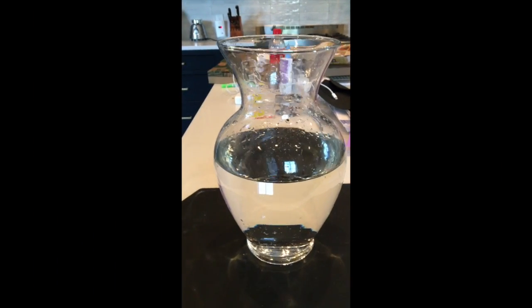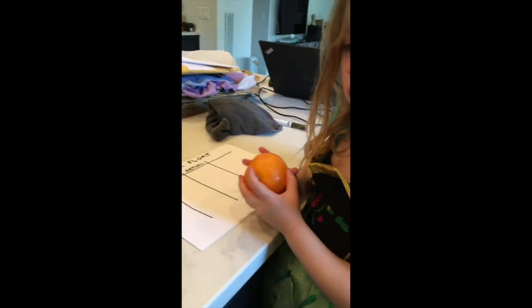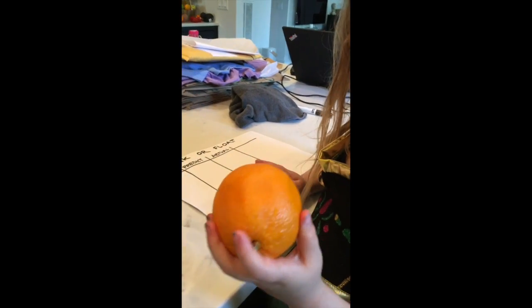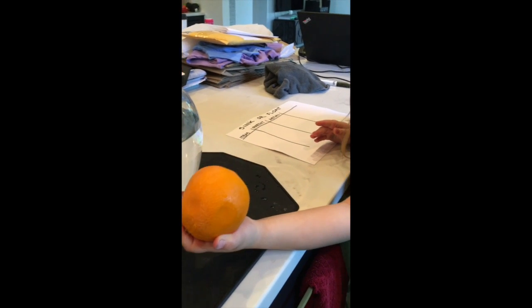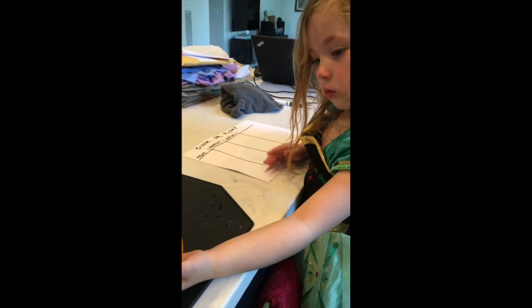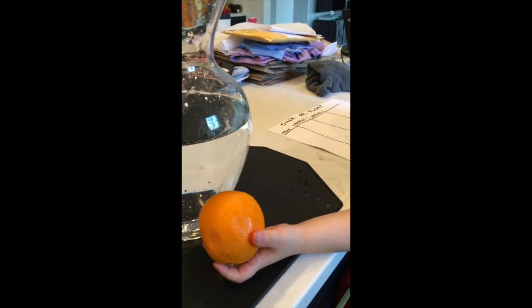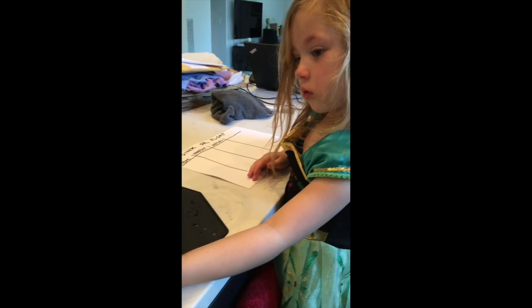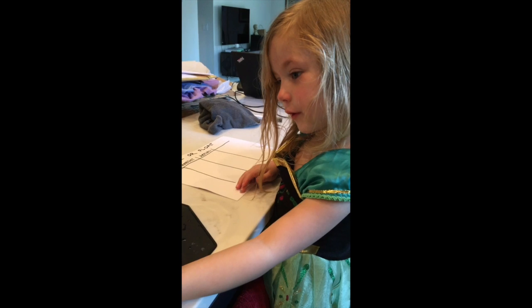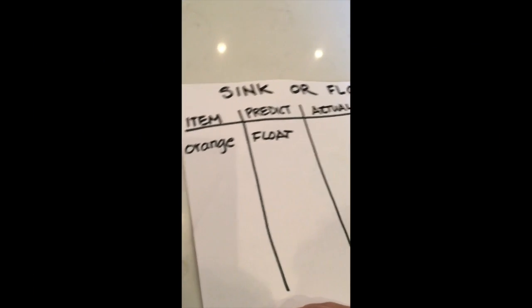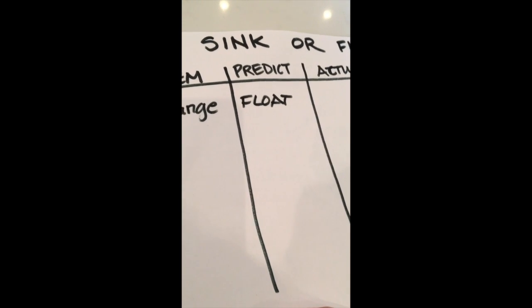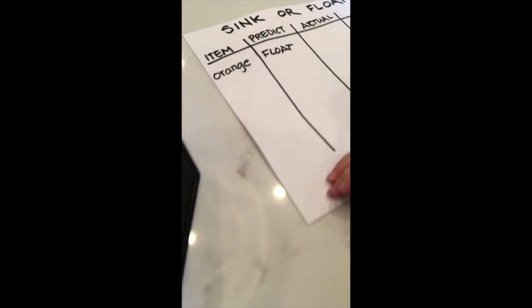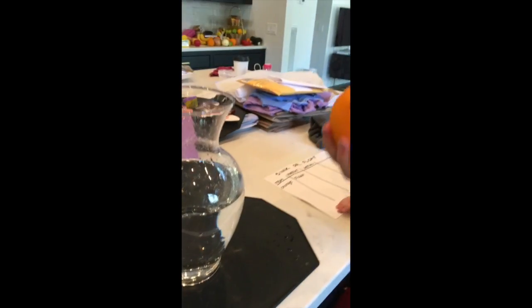So here's our water. Princess Anna, can you show us the orange? Okay, good job. Anna, do you predict that this orange will sink, or do you think it will float? I think it will float. You think it's going to float? Okay. So we've recorded the orange, and my assistant here determined that she thinks it's going to float. Let's see what happens.